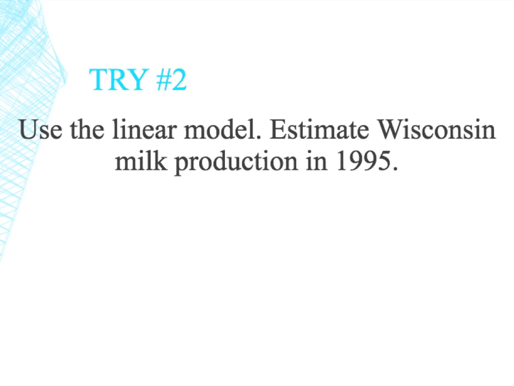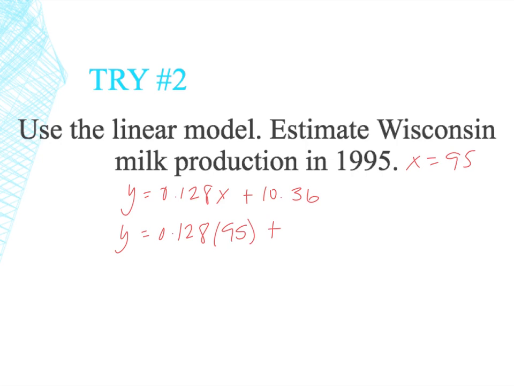All right, let's take a look at our try. We'll have the exact same thing, except this time they're asking for an estimate in 1995. So if we remember, the equation was y equals 0.128x plus 10.36. 1995 would have an x value of 95, so we just substitute. 0.128 times 95 plus 10.36 would give us 22.52 billion pounds of milk produced in 1995.